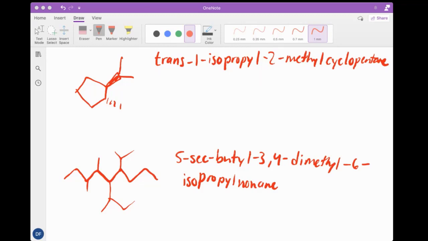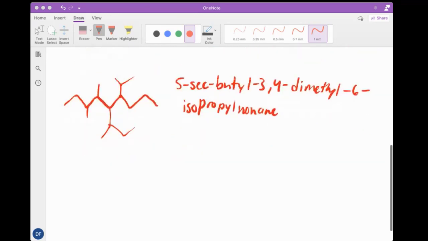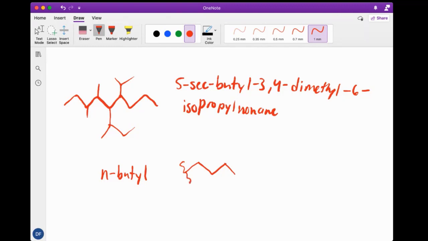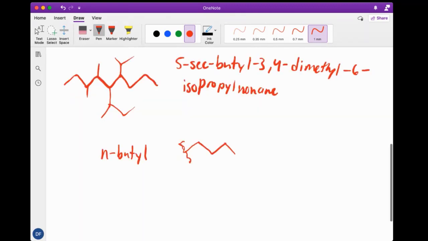For iso, let's say we're talking about the butyl chain. The n-butyl, that's just the normal one, so it'd be 1, 2, 3, 4. This is the main chain, so 1, 2, 3, 4. Then we have iso, so I just know you have it like this.